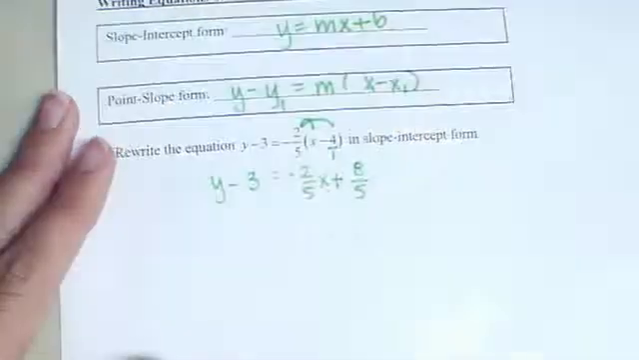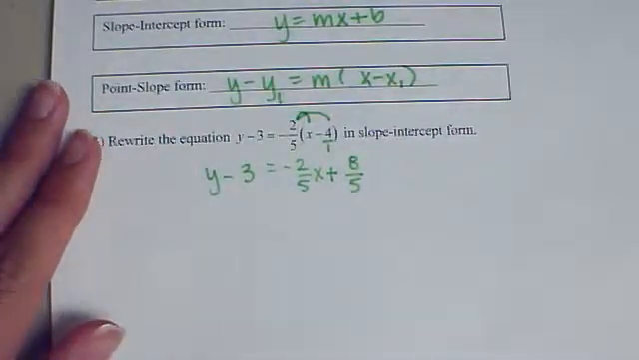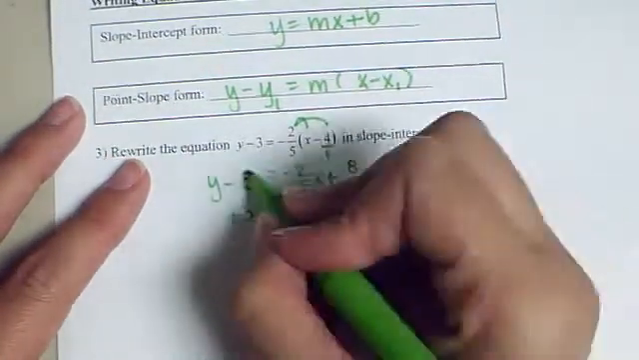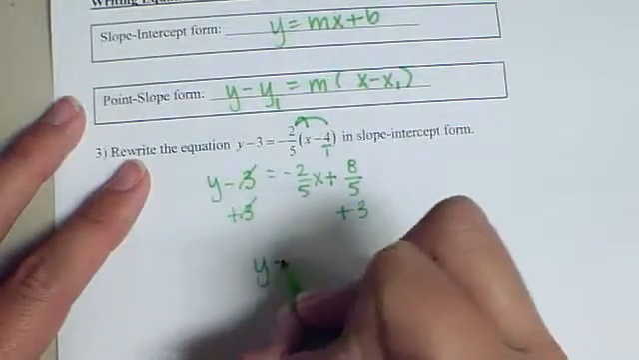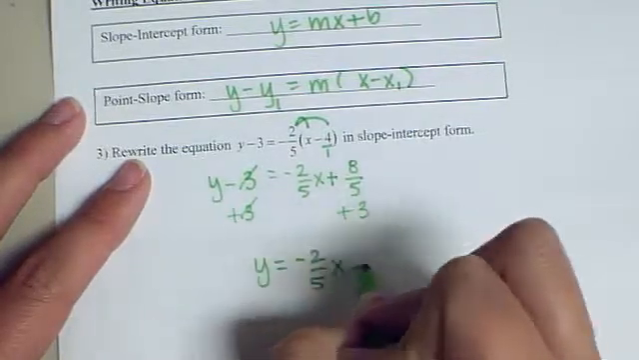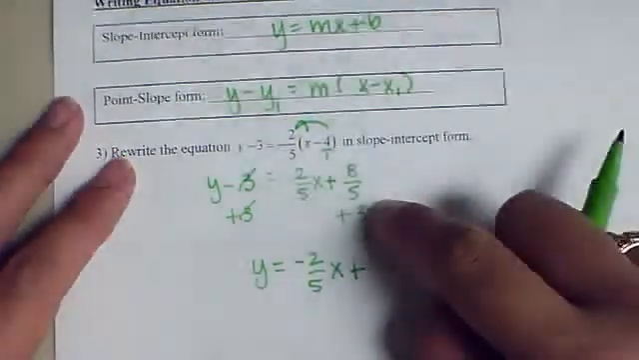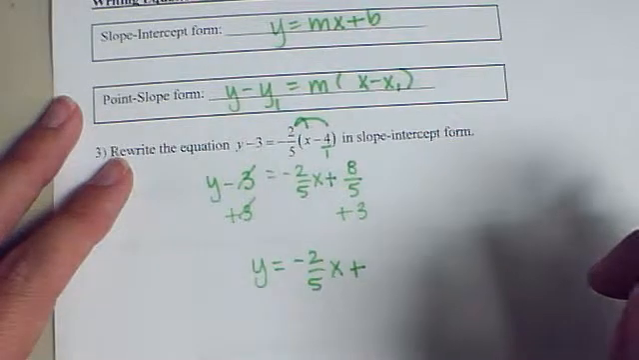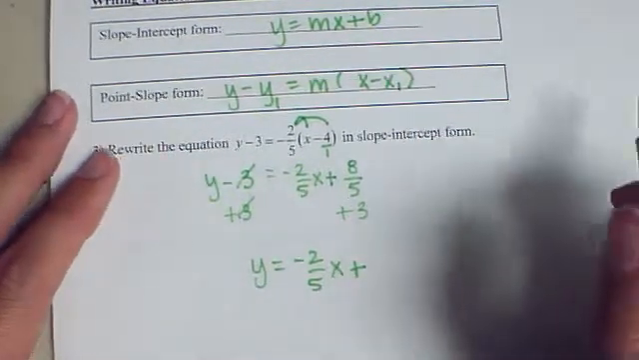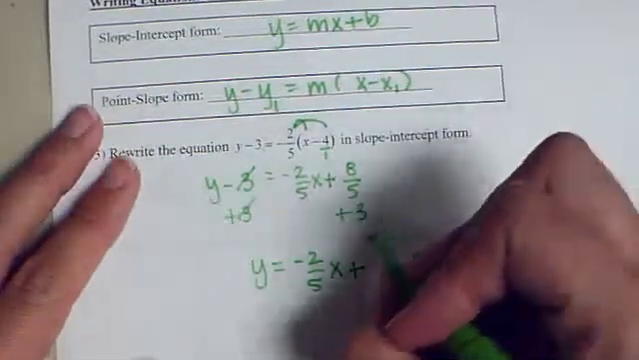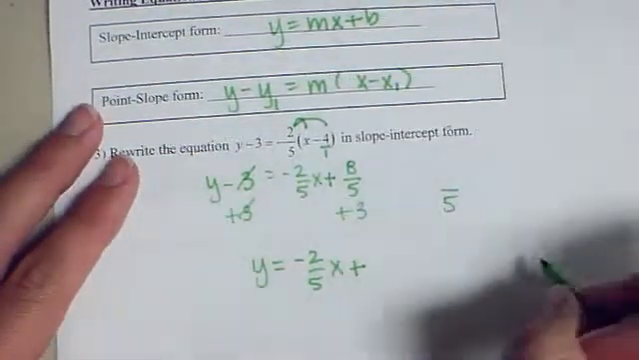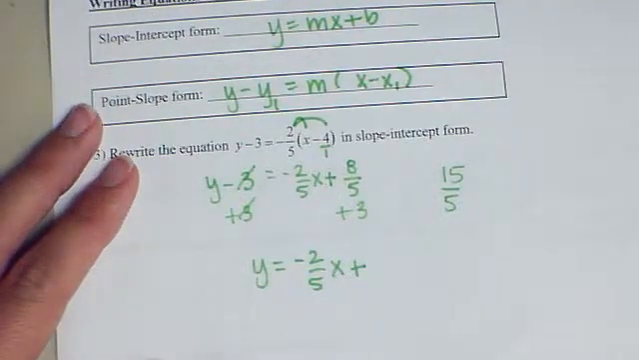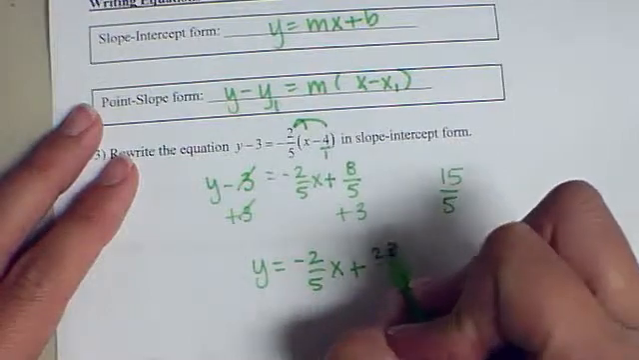I can recopy down the y minus 3. And now the final step to get y by itself is to add 3 to both sides. On this side it'll cancel. Over here I'm going to have y equals negative 2/5 x plus, and then I want to add 3 plus 8/5. I could just write that as 3 and 8/5, and that would be fine. Or I can write it as a mixed fraction with a common denominator, which is really the preference in this class. The common denominator, of course, would be 5. 3 times 5 is 15. So 15 over 5 is equivalent to 3. And 15 plus 8 is 23/5.